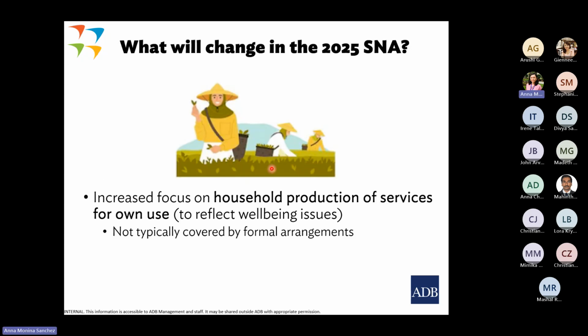So what will change in the 2025 SNA? The update from the 2008 SNA considers an increased focus on household production of services for own use as part of the work to better reflect well-being issues in the SNA and other supplementary presentations. Since this type of household production is typically not covered by formal arrangements, it should be reflected in a complete framework for the informal economy.